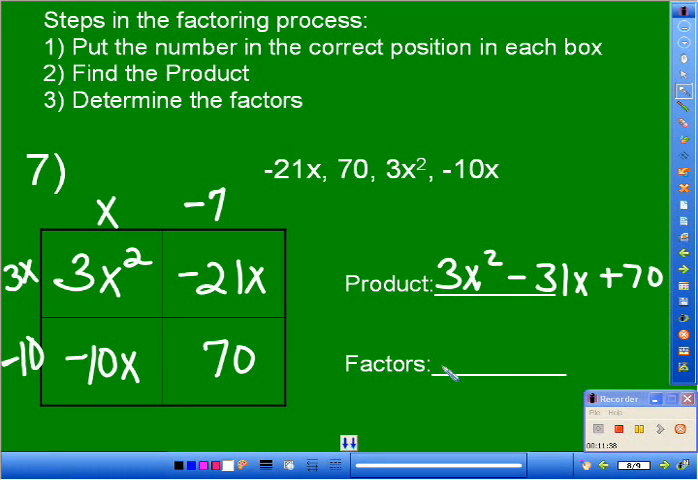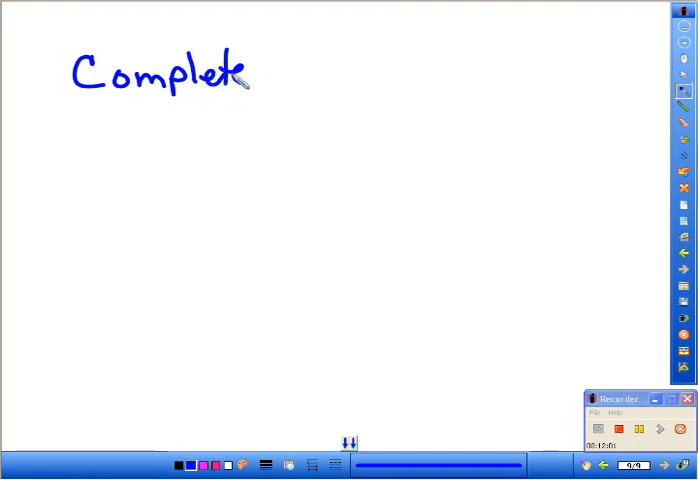Our factors are x minus 7 and 3x minus 10. If you have questions, raise your hand. Otherwise, you are now ready to continue work. You are going to complete a worksheet online. And the worksheet you're going to be working on is worksheet 5-1. Good luck.